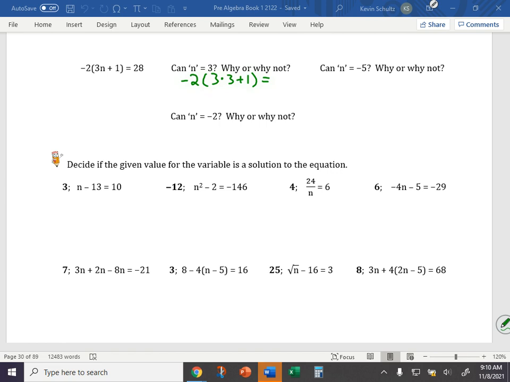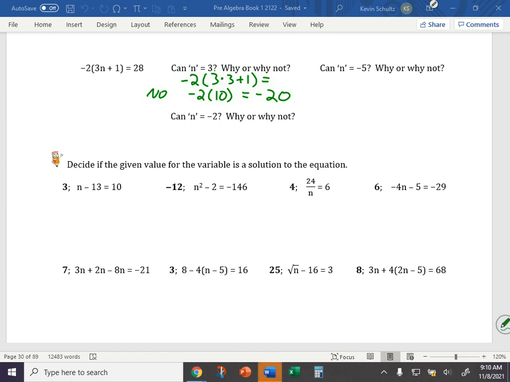Following order of operations, we're going to do our parentheses first. 3 times 3 is 9, plus 1 is 10. -2 times 10 is -20. Can n be 3? No, because it does not equal 28.